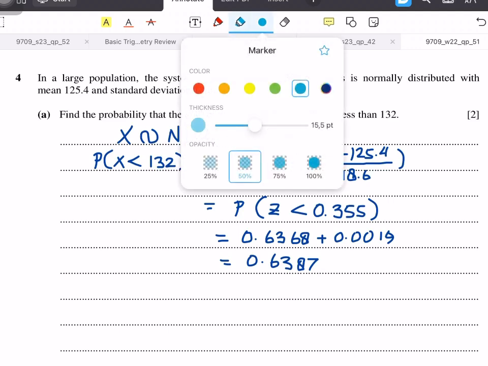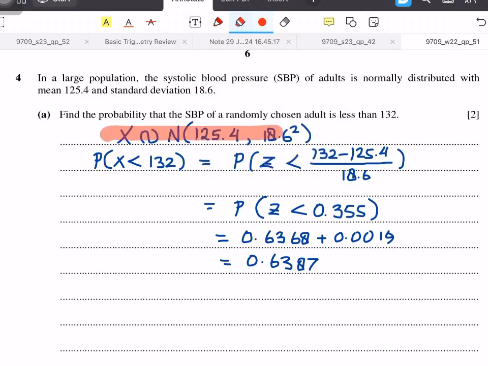So, X is normally distributed with mean 125.4 and variance 18.6 squared. So probability X less than 132 is the same as probability Z less than 132 minus 125.4 divided by 18.6. So P(Z less than 0.355). Using the table, the value is 0.6387.